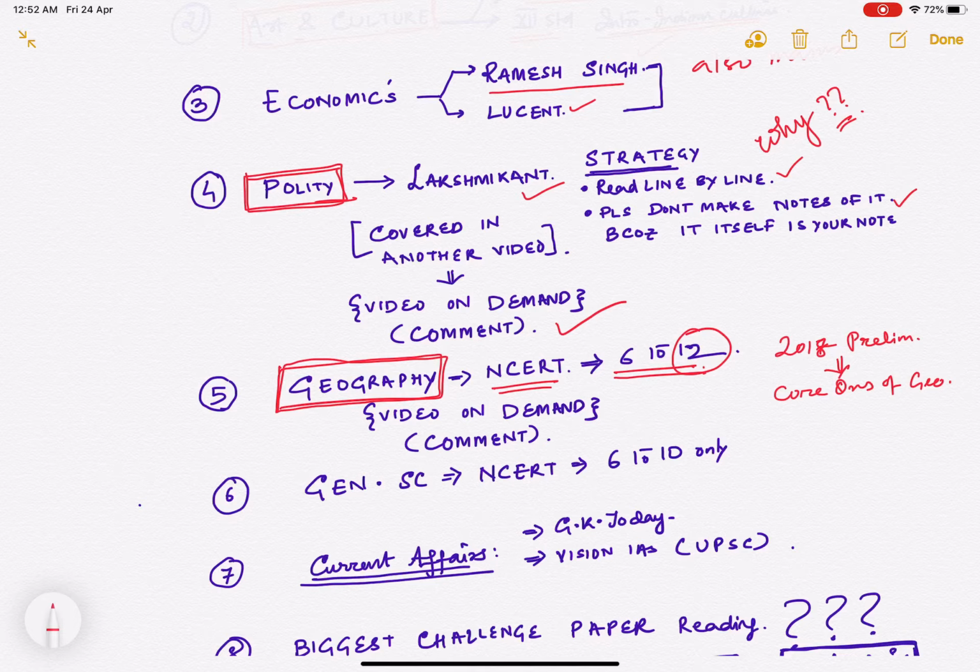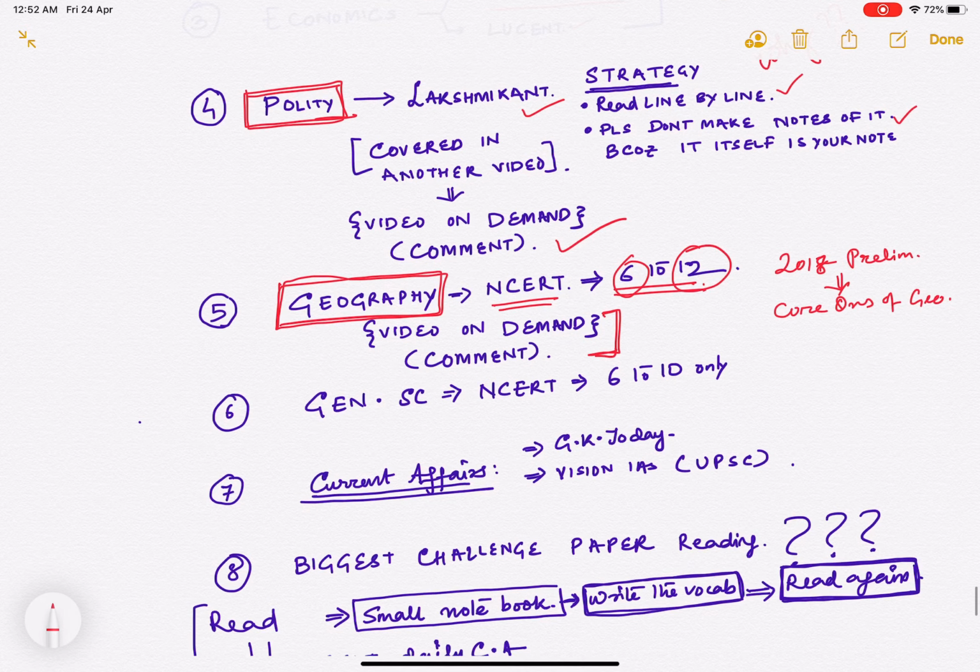In this context, again, I would say go for 6 to 12 NCERTs. And again, video on demand: if you demand, sir, please make a video on how to study geography through NCERTs, yes, we'll make one. Next, with respect to general science, general science is one of the easiest subjects, given how you are studying it.